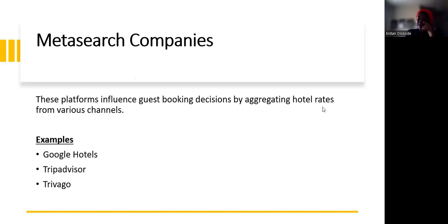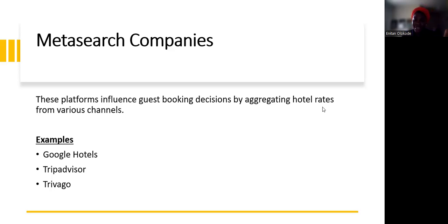Meta search companies serve as information aggregators that help consumers, our customers, our guests, compare hotel rates from various booking channels. This has been explained earlier. And what are the major channels that we have? We have Booking.com, Google Hotels, TripAdvisor, Expedia, Trivago, Hotels.com, Hotels.ng.